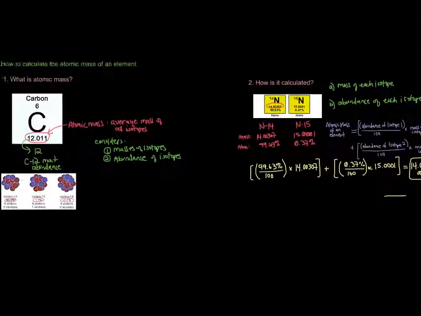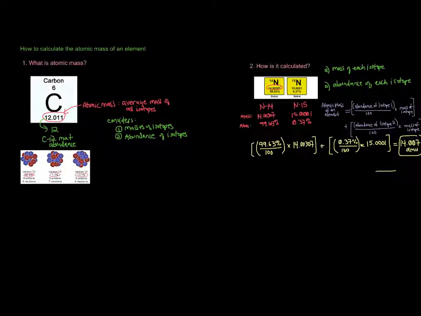So that brings us to the end of this tutorial on how to calculate the mass, or the atomic mass, of an element from its isotopic data.